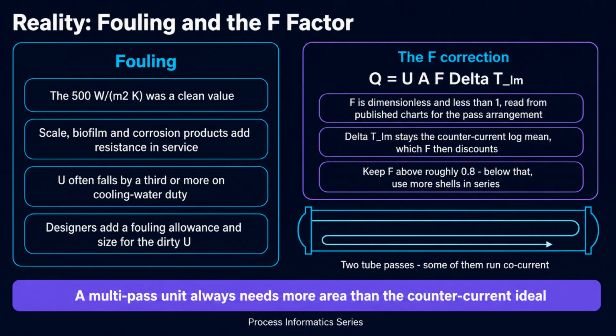Second, geometry. Real shell-and-tube units rarely run pure countercurrent. A multipass exchanger routes the tube fluid up and back through the shell more than once, for velocity and for compactness, and some of those passes then run co-current, degrading the driving force. The standard fix is a correction factor F, a dimensionless number less than one read from published charts for the given pass arrangement, giving Q equals U A F delta T log mean, where the log mean is still the countercurrent one that F then discounts. Designers keep F above roughly 0.8. Below that, the answer is more shells in series.